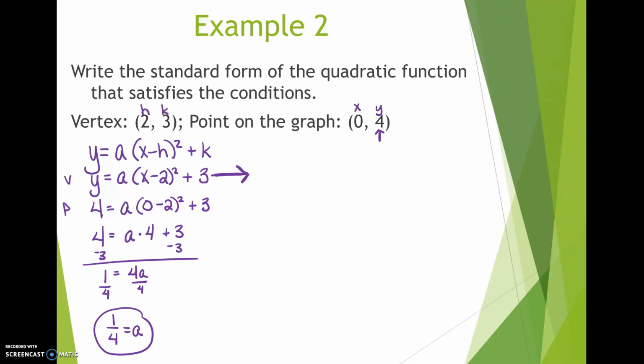Take the form where you first put the vertex in and replace a. So y equals 1/4 times the quantity x minus 2 squared plus 3.